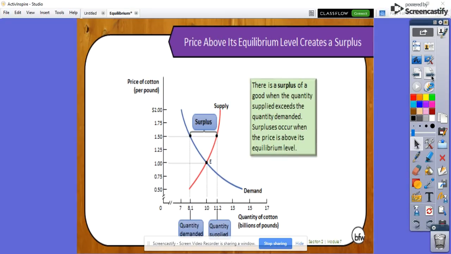Next, we're talking about surplus. Take this time to draw a surplus graph. Make sure to draw the equilibrium and show the surplus is at a price higher or above equilibrium. Also make sure that you draw not only the price line, but the two quantity lines for surplus. Pause here if you need.